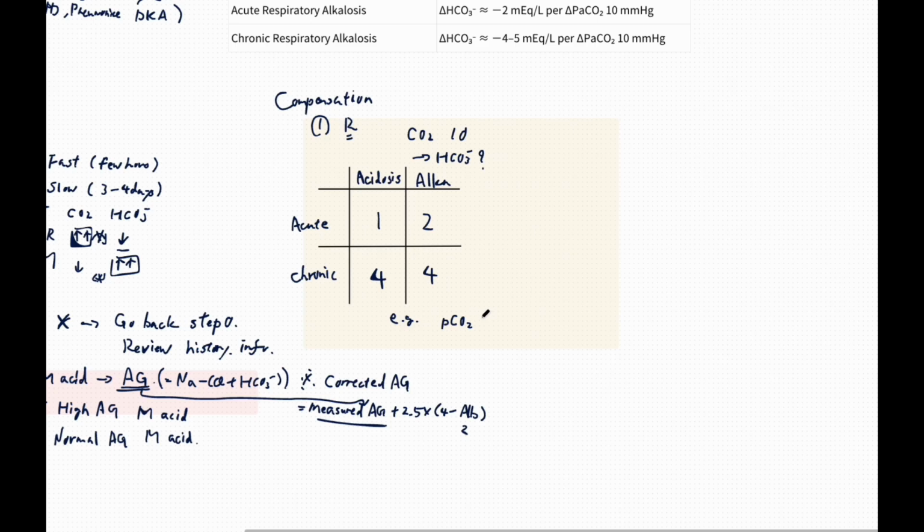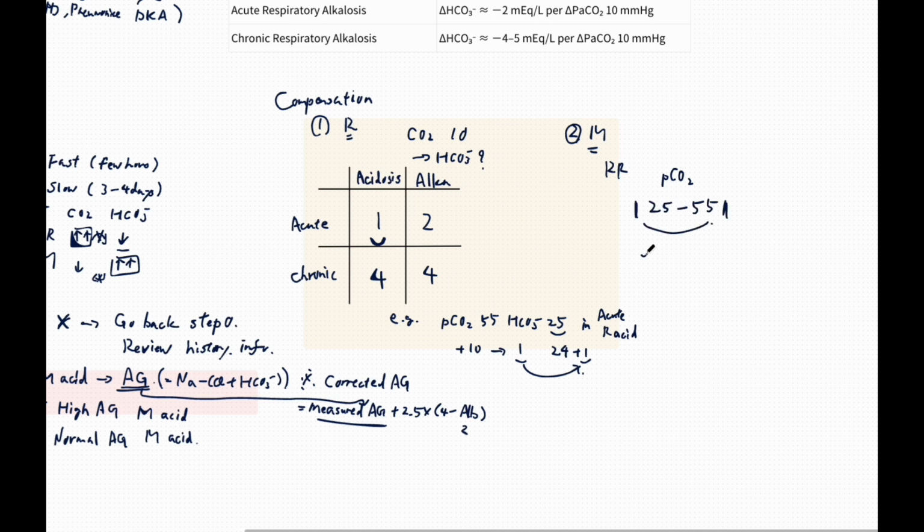Example, PCO2 55 and bicarbonate 25. In acute respiratory acidosis, when CO2 is elevated by 10, bicarbonate increases by 1 as compensation. So this fits respiratory acidosis with renal compensation. In metabolic acidosis, respiratory rate is very flexible and quick. PCO2 is within 25 to 55. For example, if CO2 is elevated to 70, it's over. So it's over compensation, meaning perhaps the patient has chronic respiratory disease like COPD.